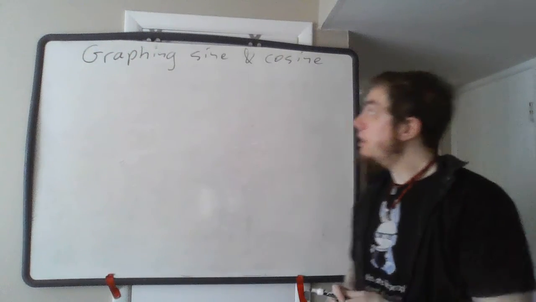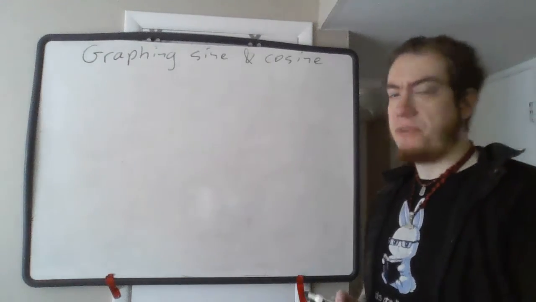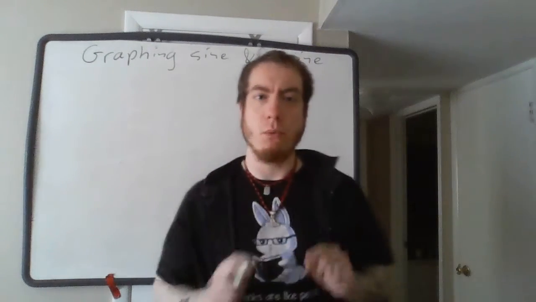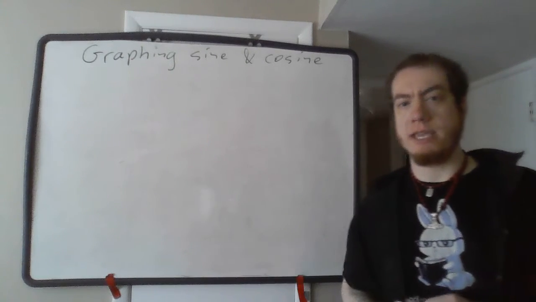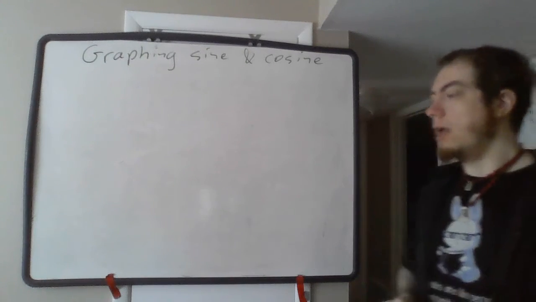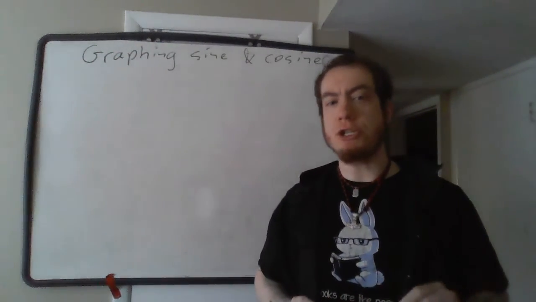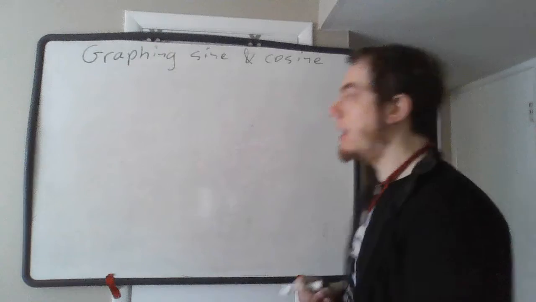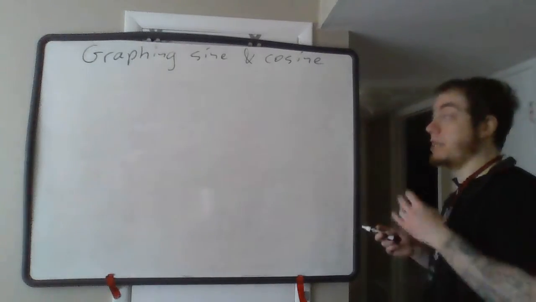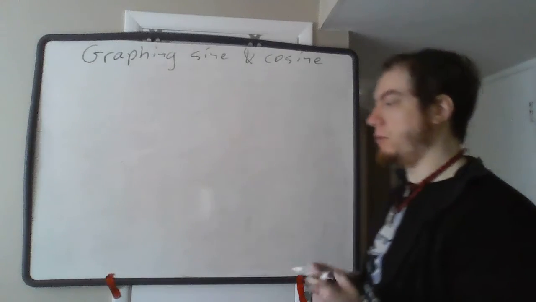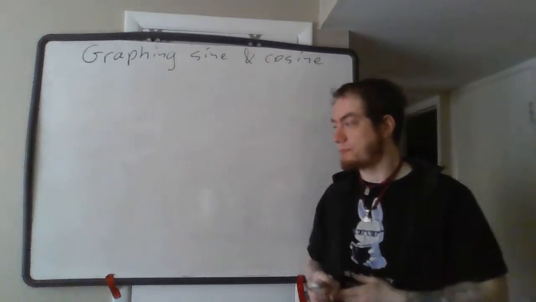Welcome back, everybody. So today we're going to talk about how you can graph sine and cosine functions. Now, we've looked at graphing things like y equals sine x and y equals cosine x before. But what we want to look at today are the different kinds of transformations that you can get on these sine and cosine functions. Because a lot of times, it turns out that we want to look at graphs of transformations of sine and cosine.